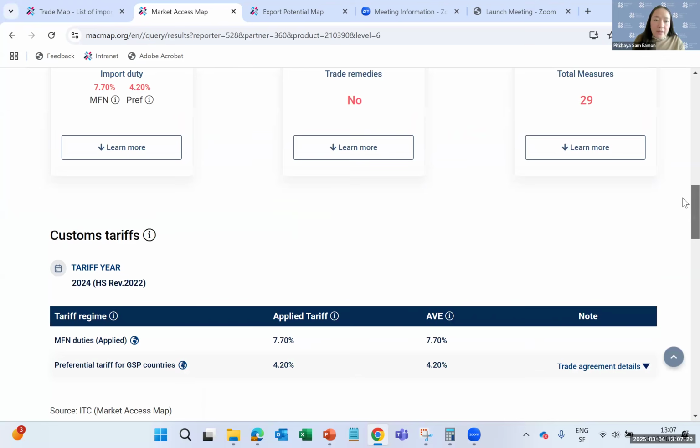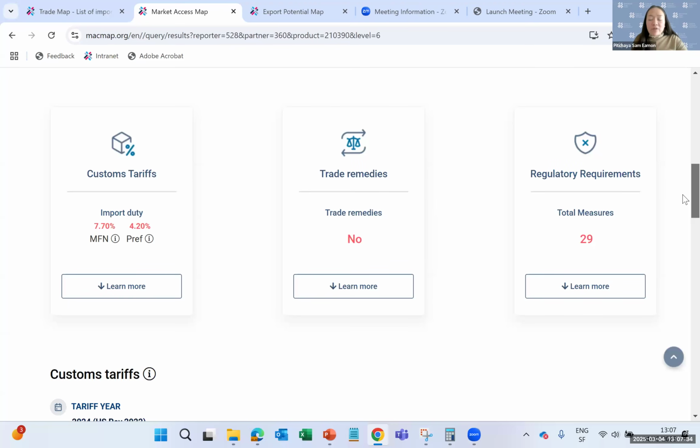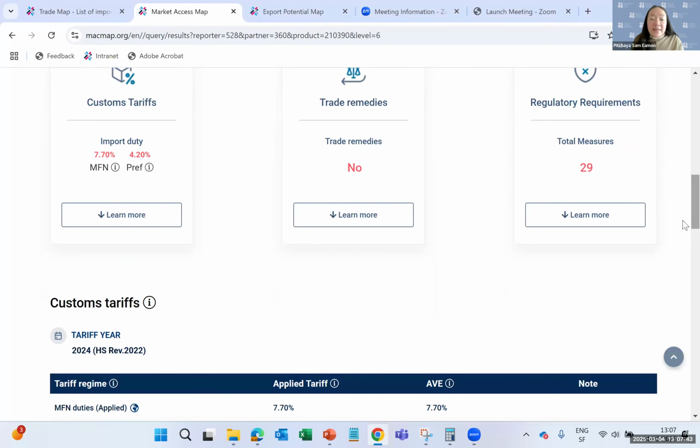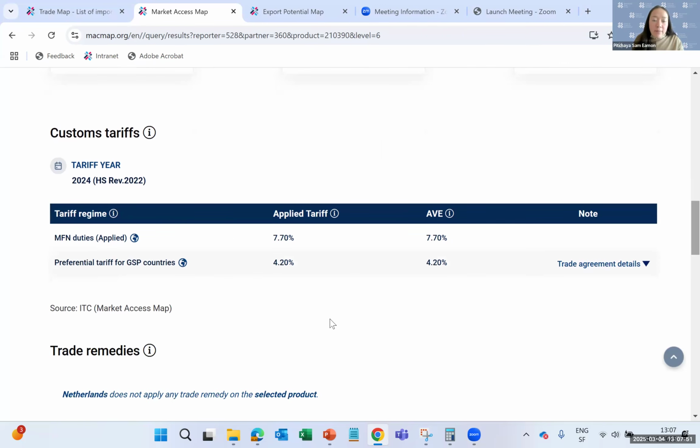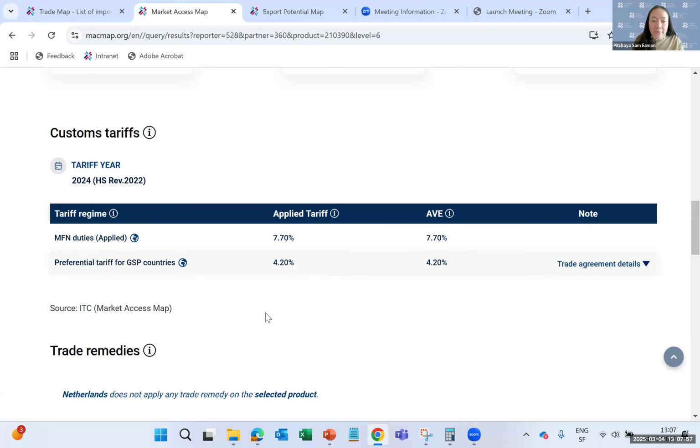Then we see here the graph that is represented. You will be able to scroll down later. So what we see here in terms of customs tariffs is the MFN, which is the tariff that applies to all WTO countries, at 7.70%, whereas the preferential tariff for GSP countries, of which Indonesia is a part, is lower than the WTO tariff. WTO tariff 7.7%, preferential tariff 4.2%.